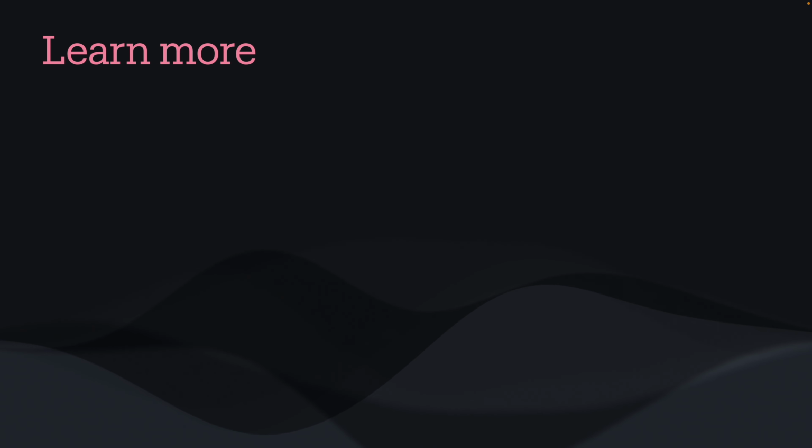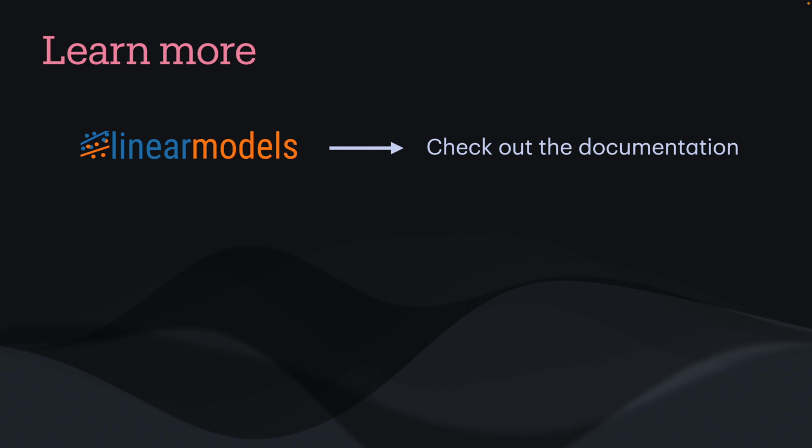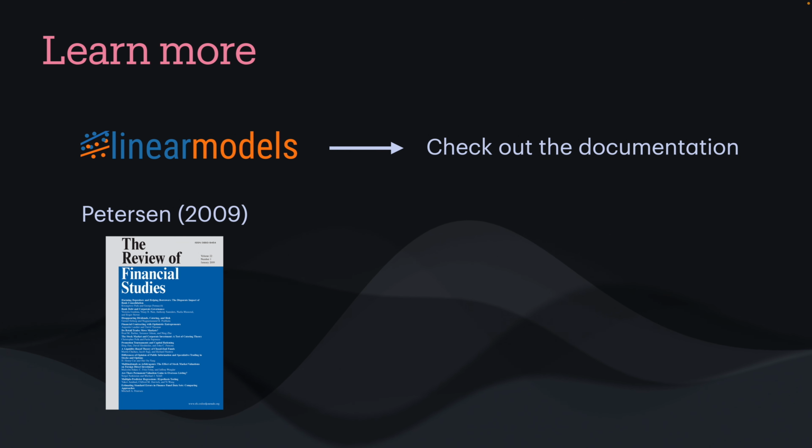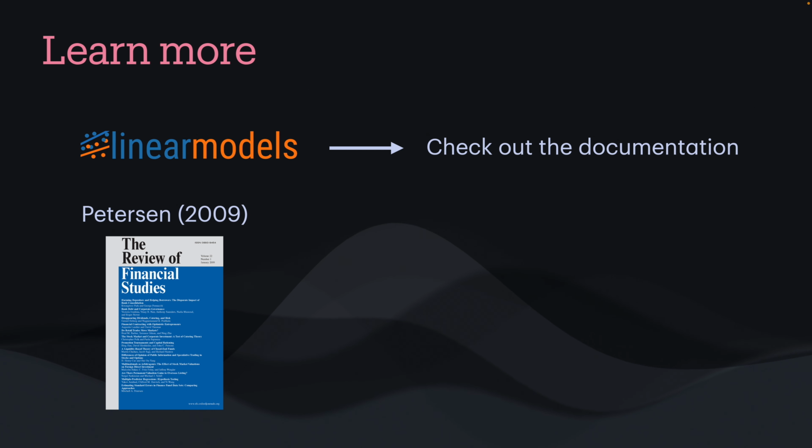That's it for today. If you want to learn more about the linear models library, check out the documentation and the source code on GitHub. Remember, mastering tools like linear models is invaluable for empirical finance research, but understanding the underlying theory is just as crucial. To that end, I also recommend reading Mitchell Petersen's paper on estimating standard errors in finance panel datasets. It's a great resource to learn more about the different standard errors estimators and their performance in panel data.